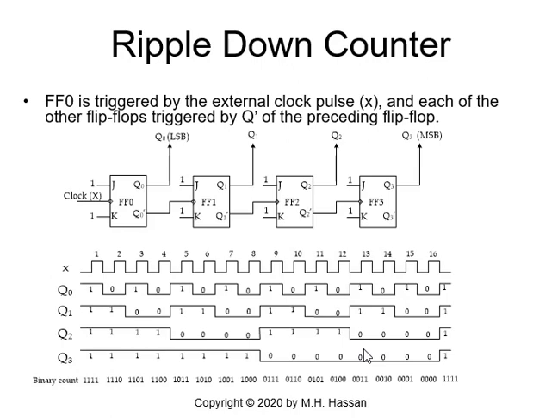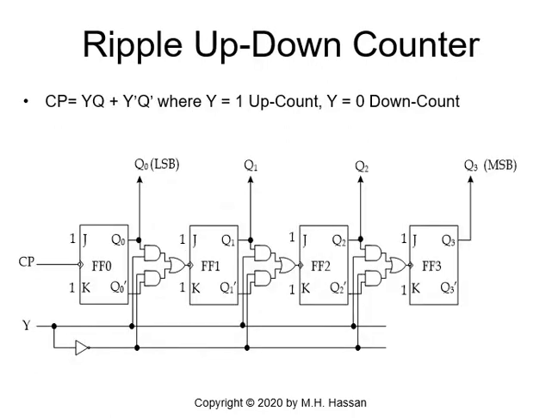Now, to design an up-down counter, we need to do the following. We need flip-flop 1 to be triggered by Q0 if it is an up count, and by Q0 prime if it is a down count. The same thing with flip-flop 2 and flip-flop 3. Flip-flop 3 needs to be triggered with Q2 when we have an up count, and with Q2 prime when we have a down count. So we define an input signal Y. When Y is 1, it is an up count. When Y is 0, it is a down count.